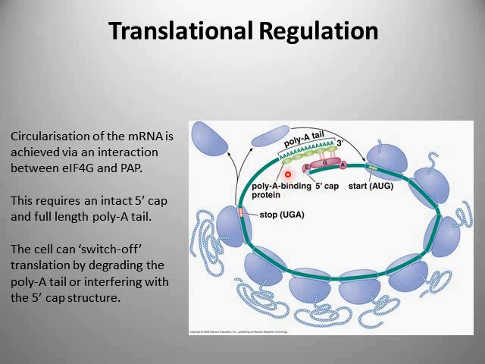The second way of affecting translational efficiency is to reduce the length of the poly A tail. If the poly A tail becomes too short, there's simply not enough poly A binding protein present to interact with the EIF4G, and again this circularization structure can't form. So the cell can interfere with translation efficiency by either reducing the length of the poly A tail or modifying the proteins present in this 5' cap structure.